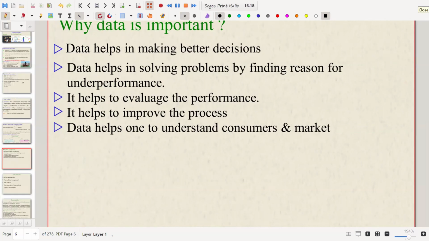Like, for example, what example can I give? Any example you remember for the second case? I want you to think also. Any example you think for the second case?